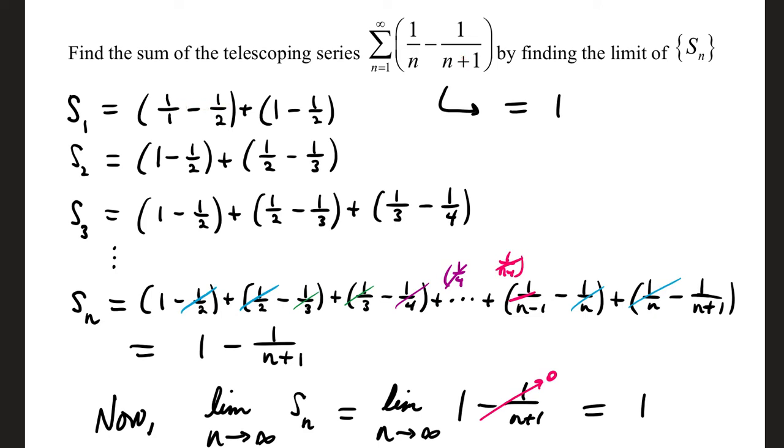Excuse me, 1 over 1 minus 1 over 2, which is 1 minus a half. I'm not sure why I wrote that. I'm going to fix it though. It should be equals.